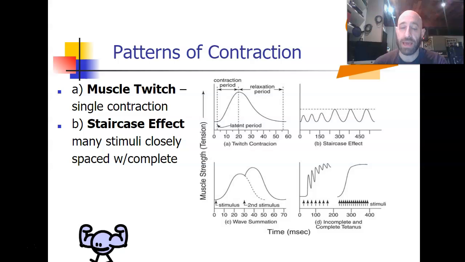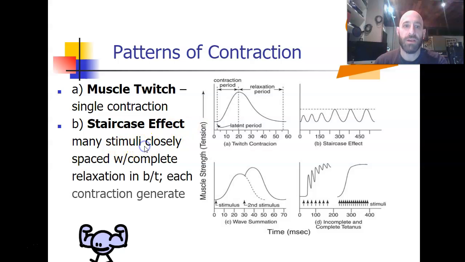So the next type of pattern is called a staircase effect, and this is a more realistic version of how a muscle actually functions. So what is the staircase effect? The staircase effect is when you have multiple contractions, one after the next, which eventually will increase in intensity up to a certain point. What does that mean?